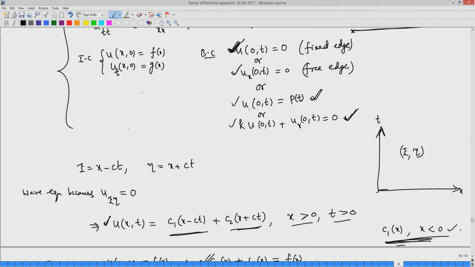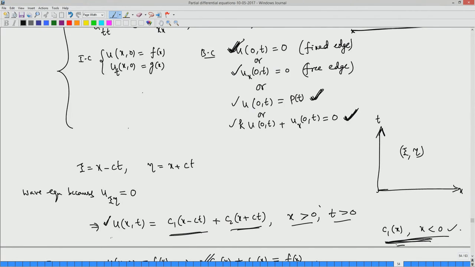Now, because of u0t, because your x is positive, x minus ct can be negative. So, apply the boundary conditions, either this or this, and try to get your C1 for negative values of x, negative ordinate. C1 of x when x is negative, that is what I have to find out, and you can get it from this one. Just by applying the general solution of the wave equation, you can get that.